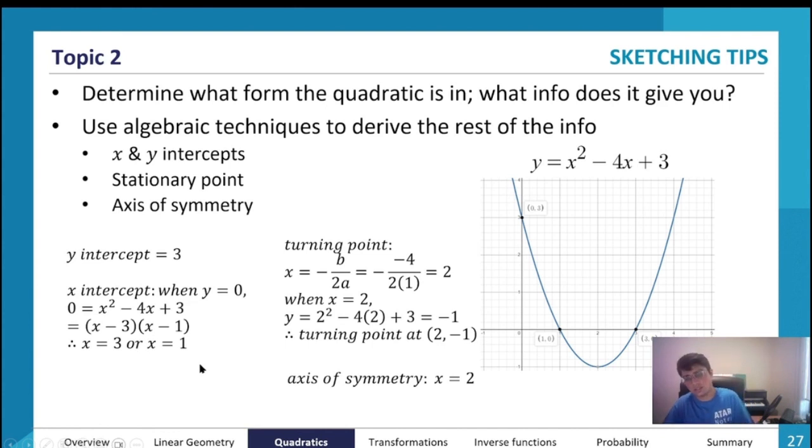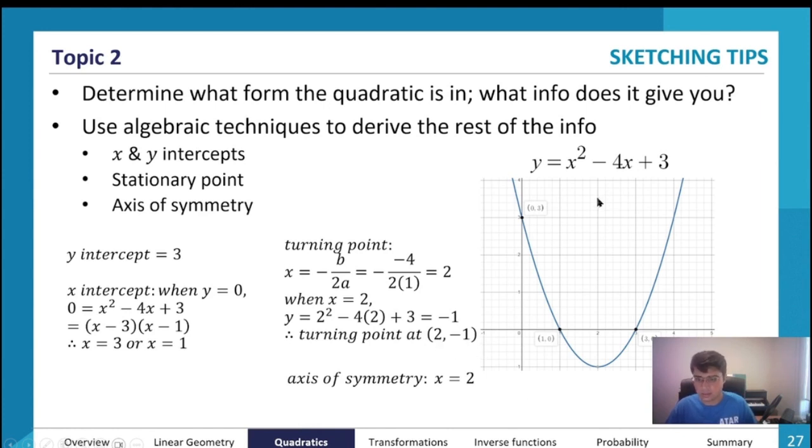The turning point is a little bit different here. To find the turning point when you have expanded form, you use just one formula, and that formula is x equals negative b over 2a. What this gives you is the x coordinate of the turning point. So in this case, the turning point is here. We know that the x coordinate's going to be positive and the y coordinate's going to be negative. And sure enough, when we use that formula, we find out that the x coordinate of the turning point is 2. Then to find the corresponding y coordinate for that x coordinate of 2, you just substitute x equals 2 into the equation, and you find the y coordinate is negative 1. So then you can definitively state that the turning point is at 2 and negative 1.